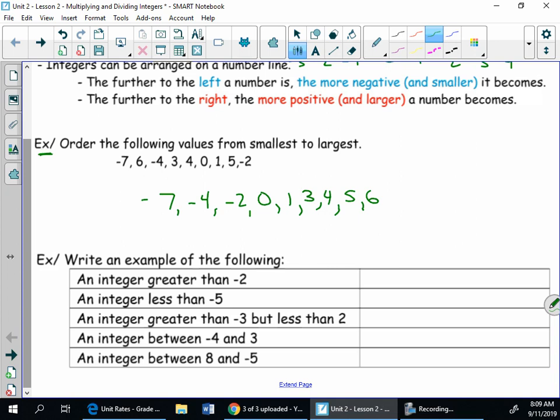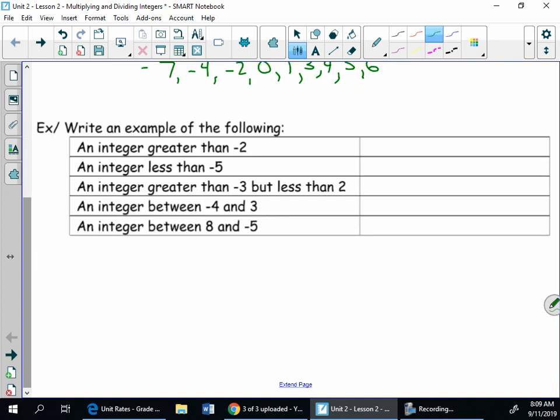Okay, we'll try another one. Just getting warmed up here about integers. Can you write an example of the following? Give me an integer greater than -2. So again, if we talk about our number line, here's 0. -2 would be over here. Things greater, in other words, larger than -2, are on this side. So I could use -1 or 0 or any positive number. So -1 or larger will work. I just gave you a bunch of options there, right? 0, 1, 2, 5 million.